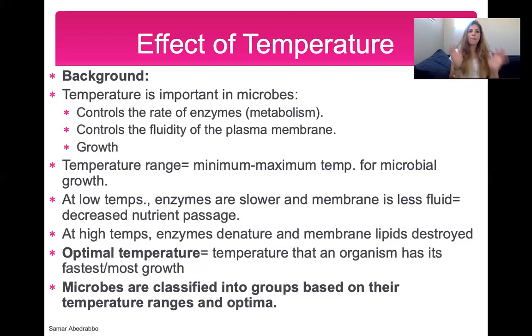And then the membranes of cells, of bacterial cells, and our cells too, at high temperatures, they start getting ruined. So they start becoming very fluid and leaky. So that's why high temperatures are bad. And then the optimal temperature is the perfect temperature that an organism grows at, and we see the most growth.